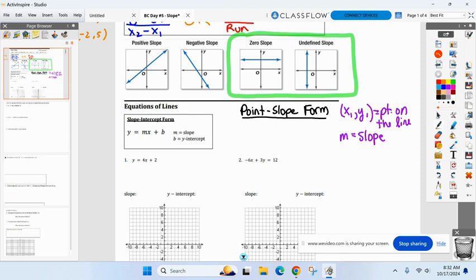I didn't write it down in your notes, but I'd like you to, because you did this last year, and I want you to have options. You also wrote an equation of lines in what's called point slope form. And here's point slope form. y minus y1 equals m times x minus x1.